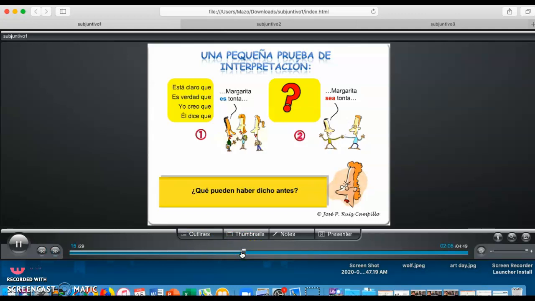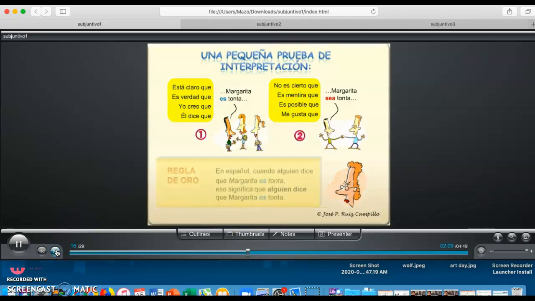Scenario number one. Está claro que Margarita es tonta. Es verdad que Margarita es tonta. Yo creo que Margarita es tonta. Él dice que Margarita es tonta. Right. So, versus scenario number two, no es cierto que Margarita sea tonta, es mentira que Margarita sea tonta, es posible que Margarita sea tonta, me gusta que Margarita sea tonta.